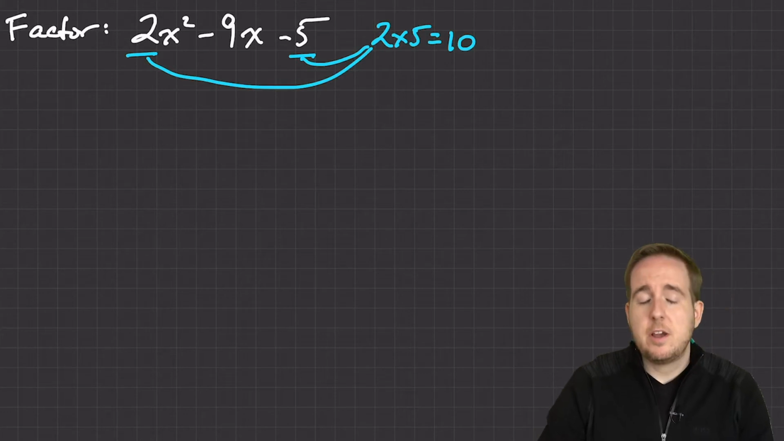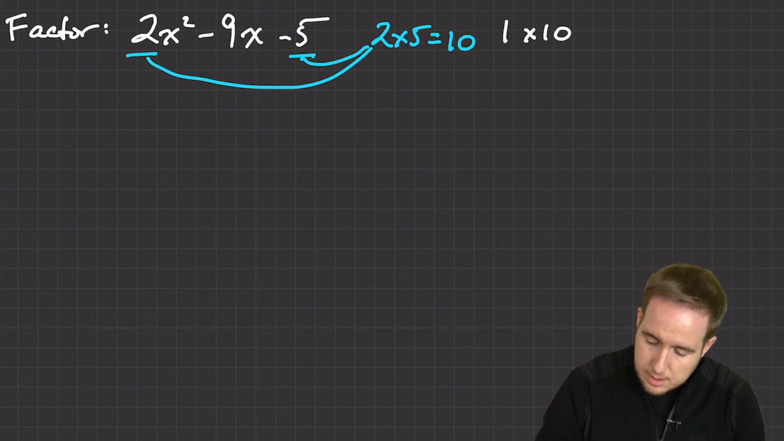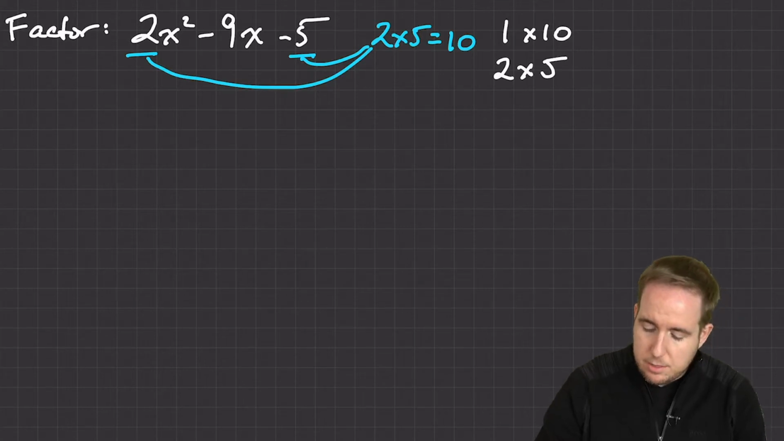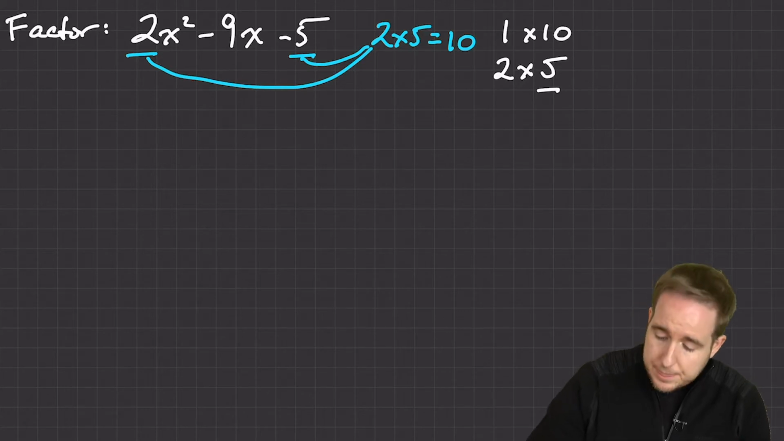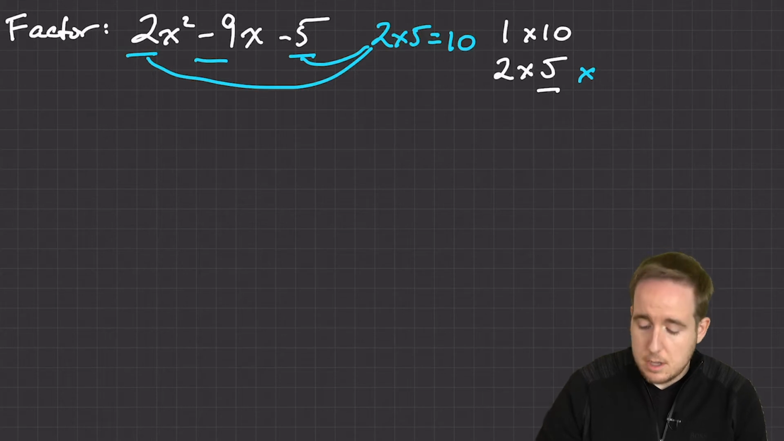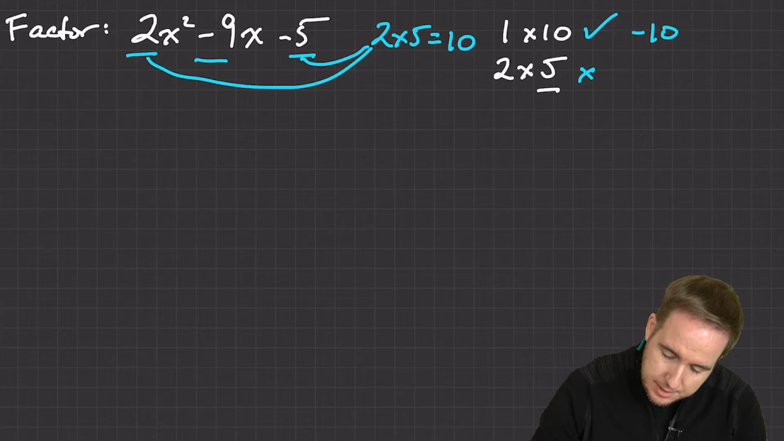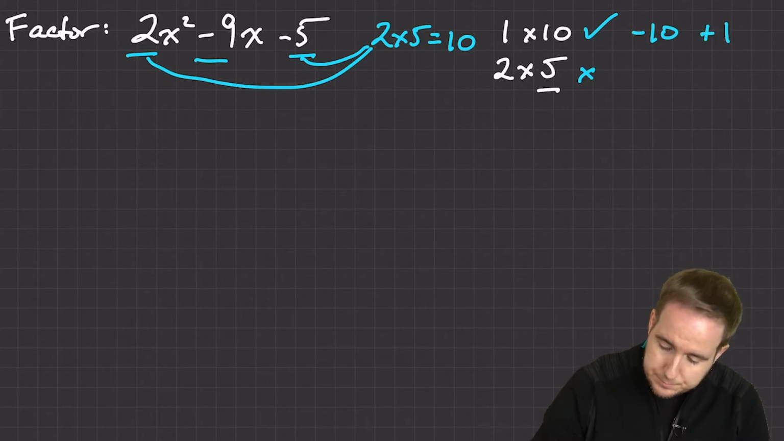And I make the list of ways to make 10 by multiplication, and again, go in order so you do not skip any. 1 times 10, 2 times 5, 3 doesn't work, 4 doesn't work, 5 does work, but I've already written 5, so I'm done. And I want to take 2 of those numbers and put them together to make this -9. 2 and 5 will not work, but 1 and 10 will. And the way you do that is -10 plus 1.